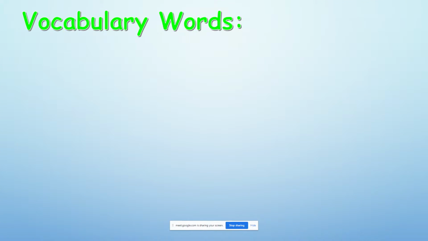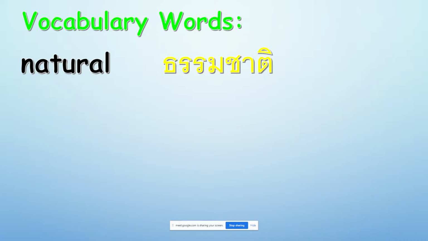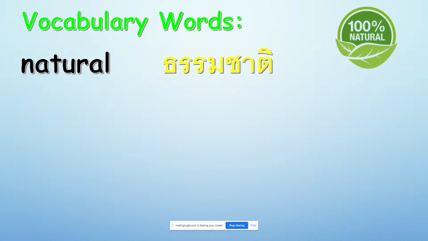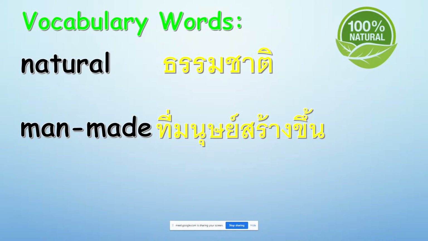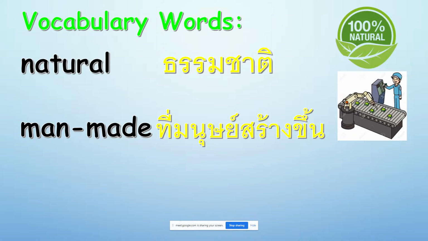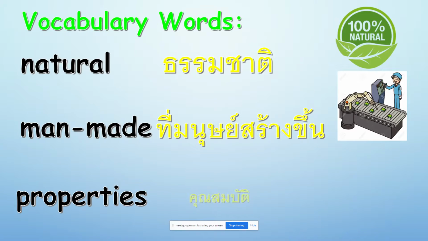Now, for our vocabulary words today, let us read. Natural. Natural. In Thai. Next is man-made. Man-made. In Thai, ที่มนุษย์สร้างขึ้น. All right. Next is properties. Properties in Thai.